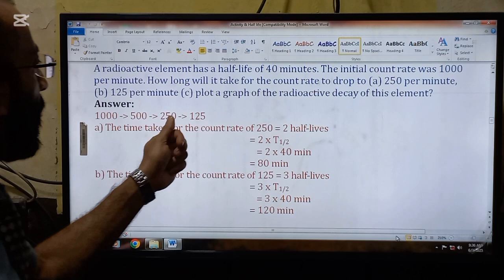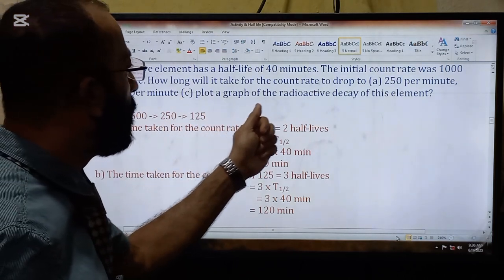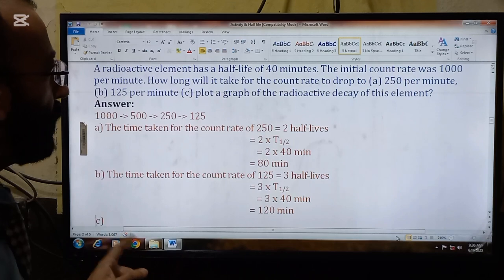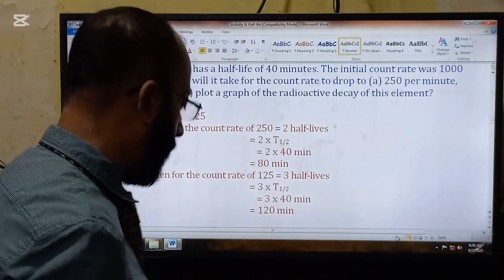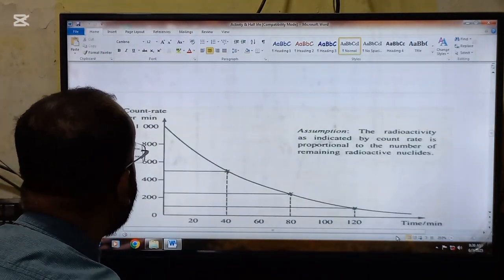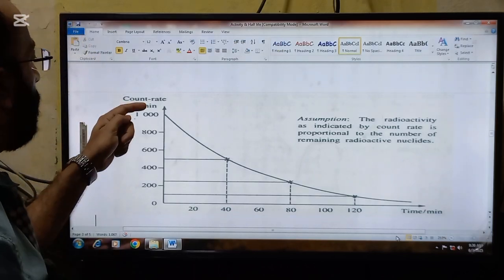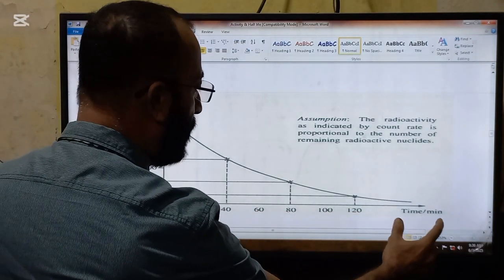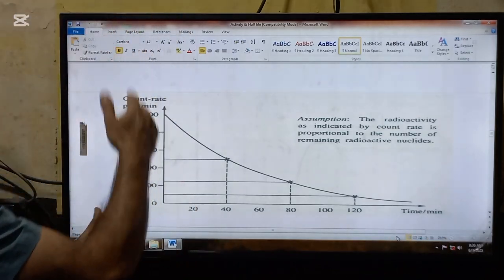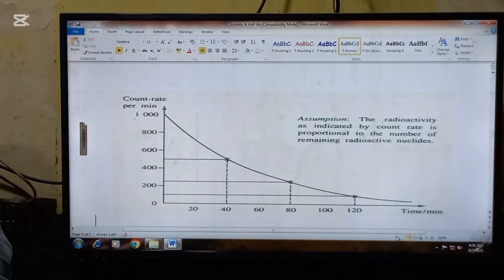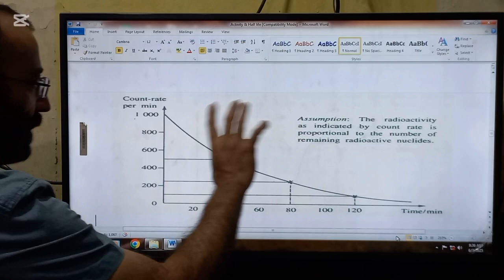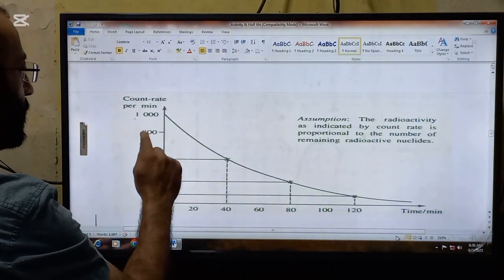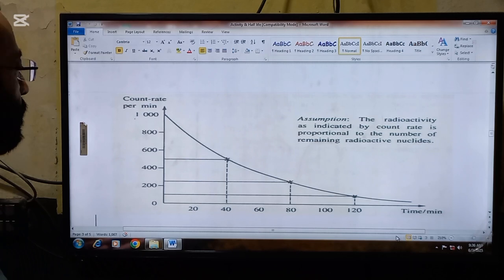Okay, in the C part, we are required to plot a graph of the radioactive decay of this element. So look now, the initial count rate was 1000. So we'll make a graph like this. Time will be taken on the horizontal axis, count rate will be taken on the vertical axis. So we will make a suitable scale. So here is 200, 400, 600, 800, 1000.